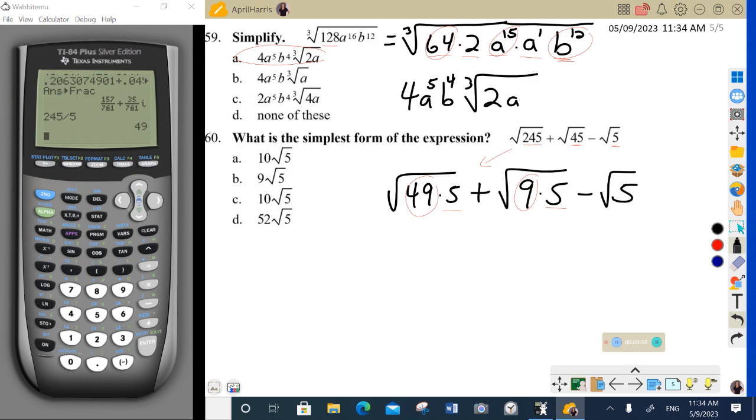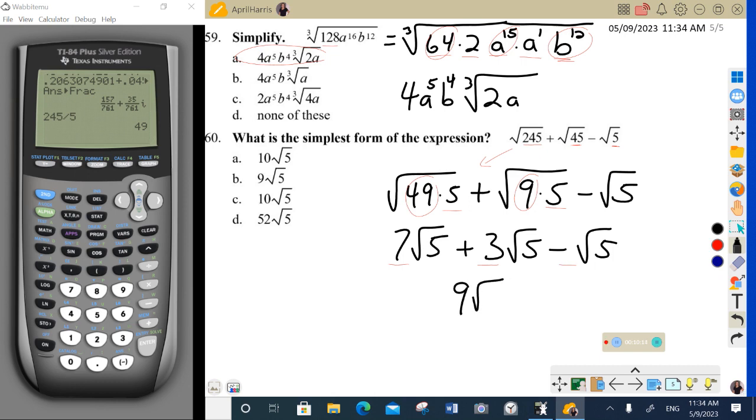So we're going to combine like terms. Oh, we have to do the square roots first. So the square root of 49 is 7, so 7 square root of 5. Square root of 9 is 3, so 3 square roots of 5. And we got the minus 1 square root of 5. So 7 plus 3 is 10, minus 1 is 9 square roots of 5.